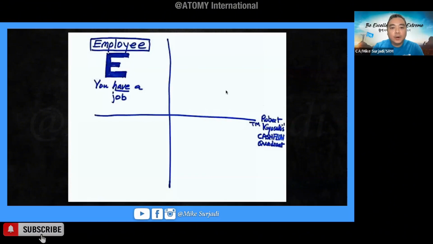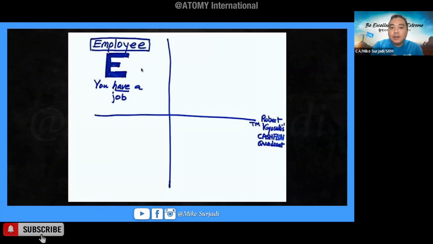Okay. So there are four boxes, two on the left, two on the right. On the top left here, this is quadrant E. It means employee. It means you trade your time for money or you have a job. You work for a company, for a boss, for someone who pays your pay stub. Okay. So that is employee.